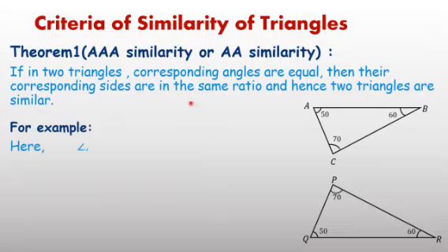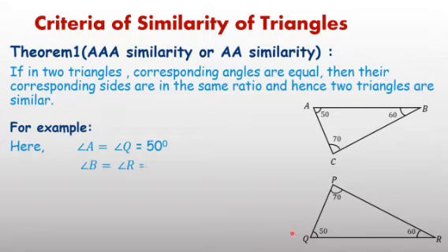For example, two triangles are given here. Here you can easily observe angle A equals 50 degrees, Q equals 50 degrees. Here 60 and 70 are written, 60 and 70 are written. Now you can search for the corresponding angles here easily. Angle A equals angle Q, both are 50 degrees.